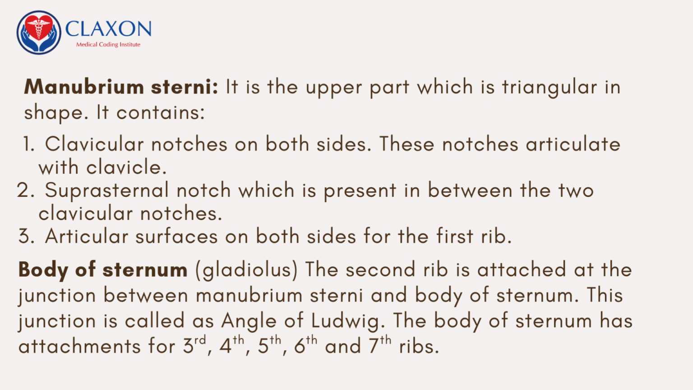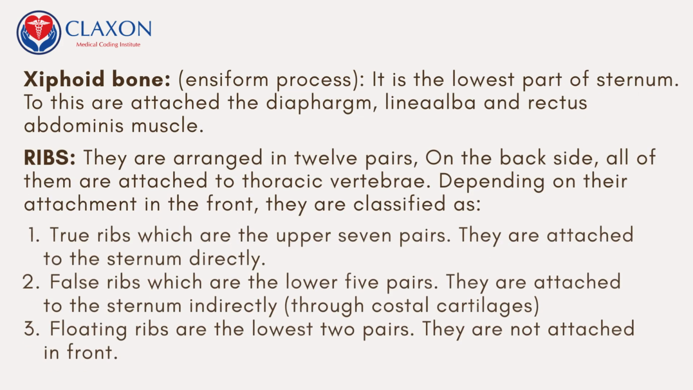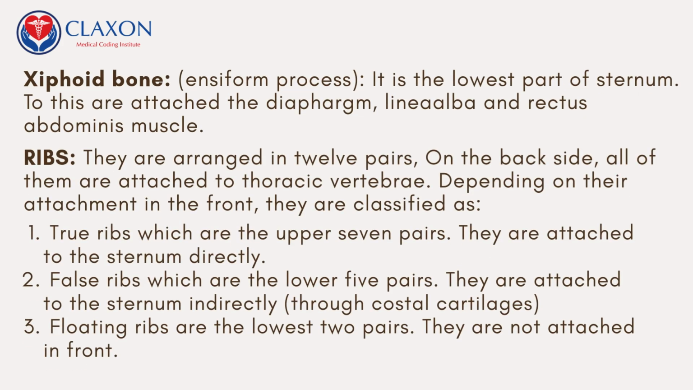Body of sternum, gladiolus, the second rib is attached at the junction between manubrium sterni and body of sternum. This junction is called as angle of Ludwig. The body of sternum has attachments for 3rd, 4th, 5th, 6th and 7th ribs. Xiphoid bone, ensiform process. It is the lowest part of sternum. To this are attached the diaphragm, linea alba and rectus abdominis muscle.